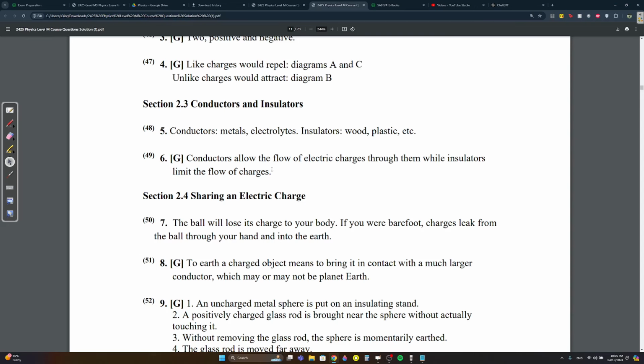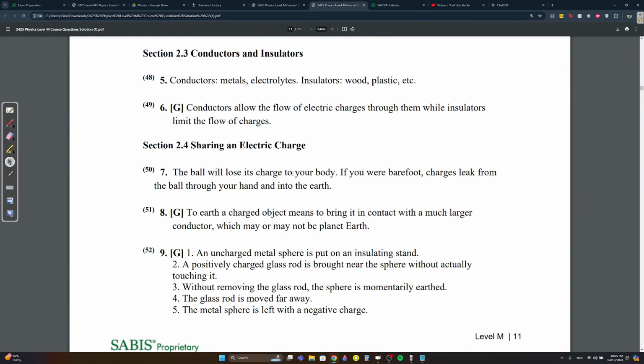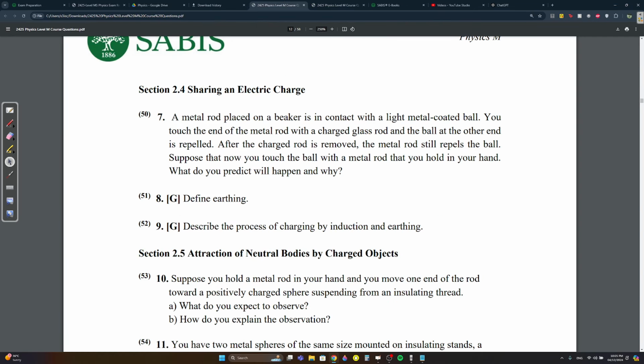It should not be repelled anymore, right? The ball will lose its charge to your body. If you were barefoot, charges leak from the ball to your hand into the earth. You suddenly touch the ball with a metal rod that you hold. Okay, it would lose its charge.